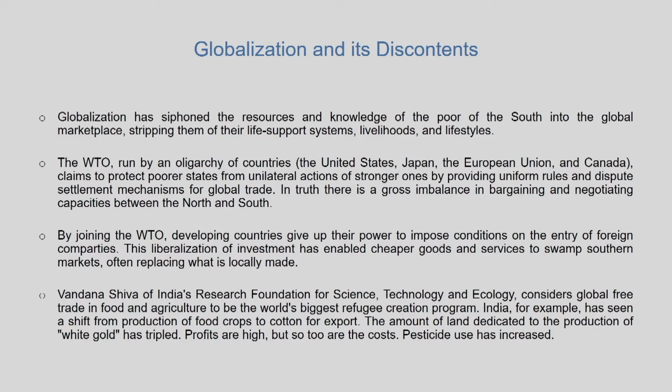The second point was that the WTO, or the World Trade Organization, was highly unequal in terms of power relations. It was claimed that it was run by an oligarchy of countries, mostly the global North or the triad. And while they claimed to protect poorer states from unilateral actions of stronger ones by providing uniform rules and dispute settlement mechanisms for global trade, the reality was that there was a gross imbalance in bargaining and negotiating capacities between the North and the South. And this is an important point here.